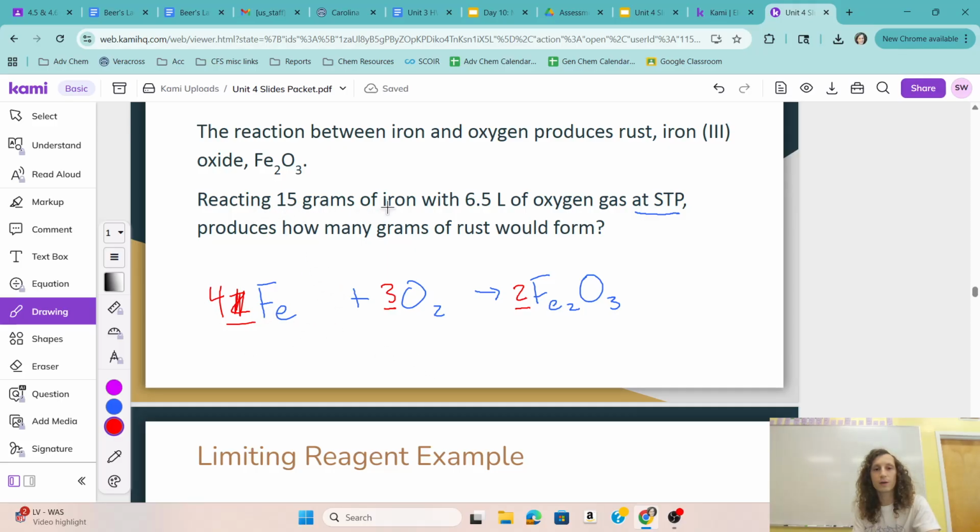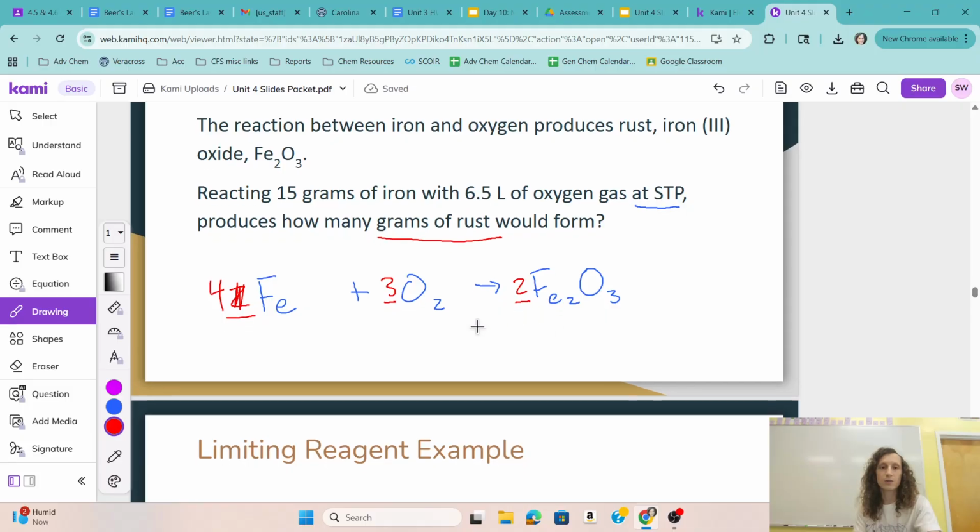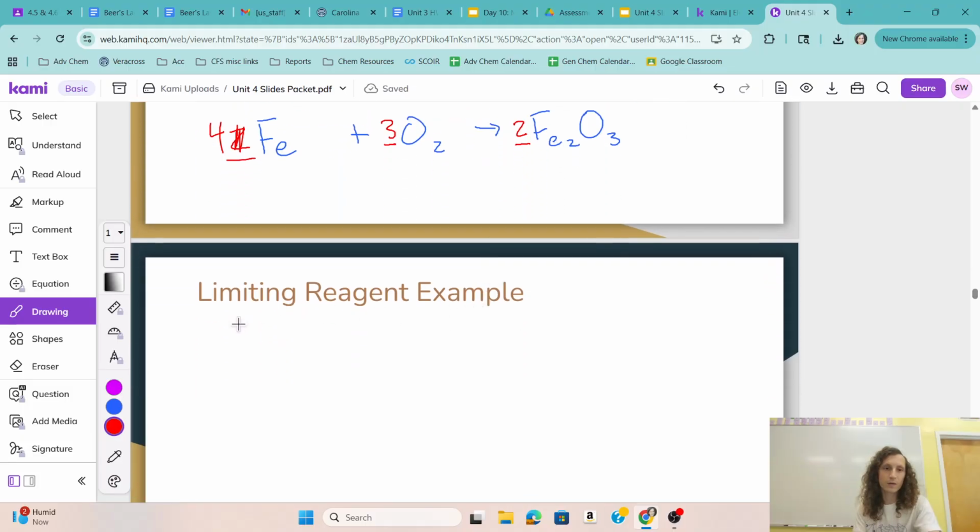So to figure out how many grams of iron or liters of oxygen is going to get used up, ultimately what I'm trying to do is figure out grams of rust, right? So mass of the iron oxide. So I'm going to set up 2 different pathways. One is going to be with the iron.